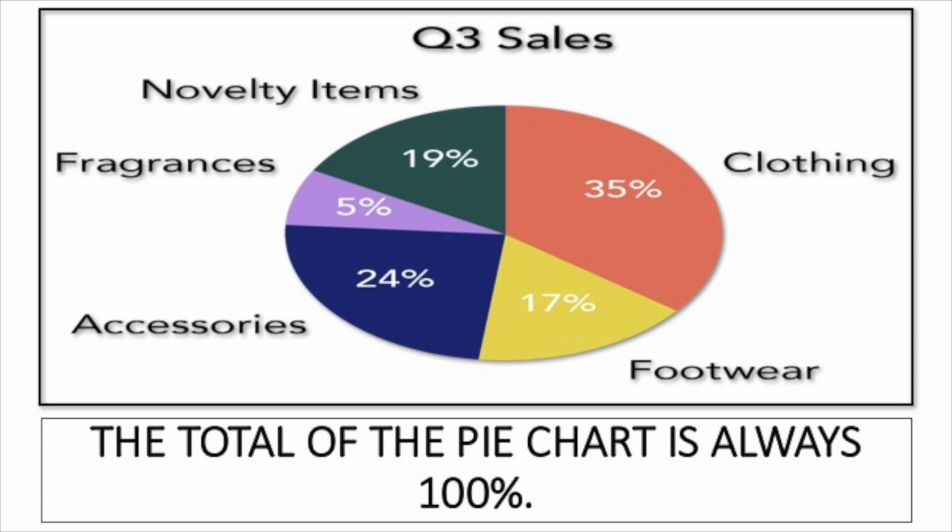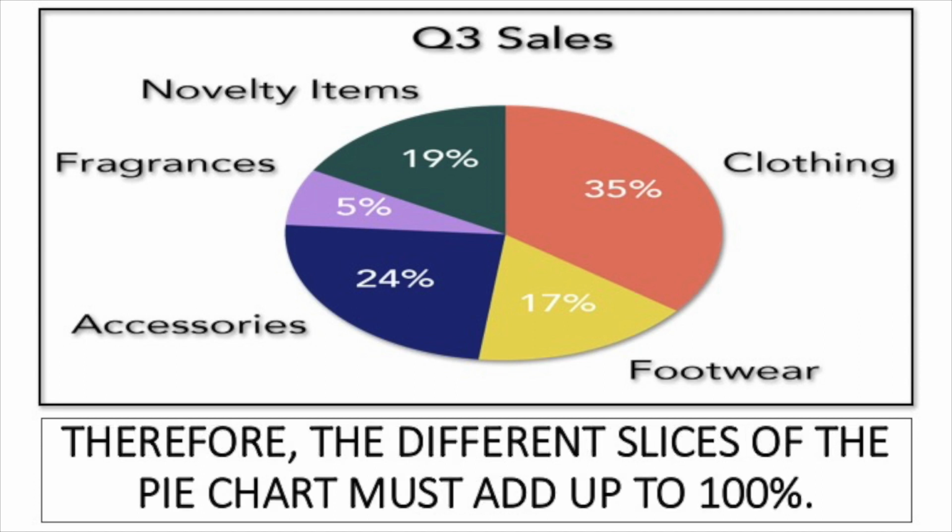That's the main difference between bar charts and pie charts. The complete pie must always come to 100. If it's not 100, we can't use a pie chart. You'd have to use a bar chart. But if you've got 100%, that's when you can use a pie chart. Therefore, the different slices of the pie chart must add up to 100%.